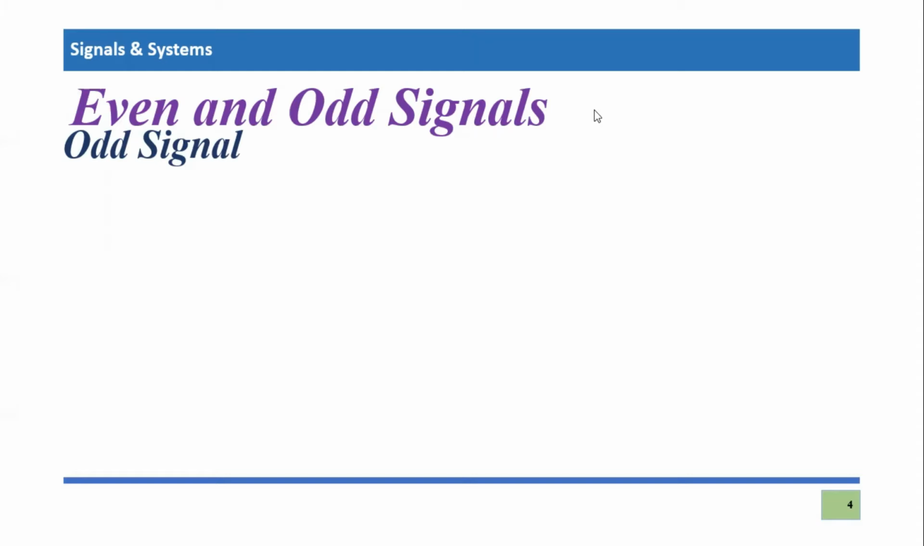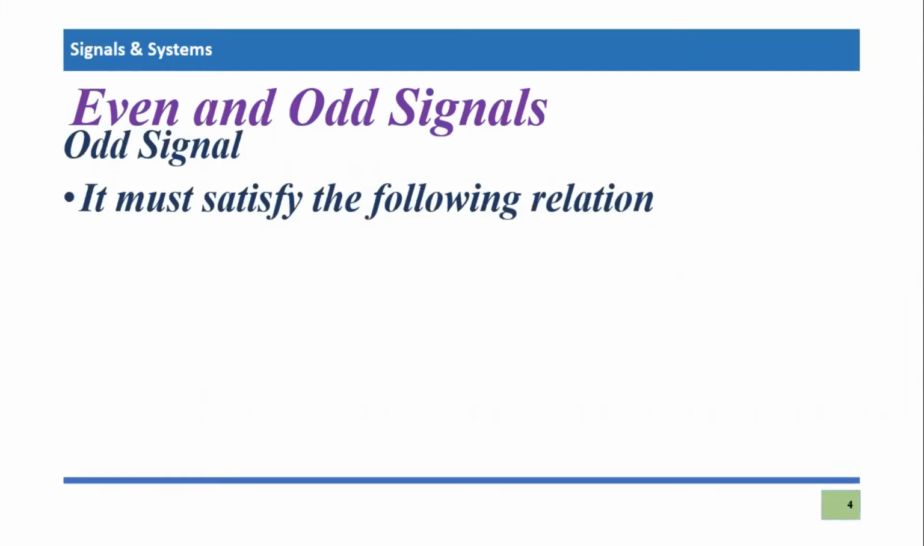We are going to take our knowledge to the next level, and we are going to add the odd signal into the same discussion. Okay, let's discuss the odd signal. So what is an odd signal? Just for the sake of a definition, it is a signal which must satisfy the following mathematical relation. And what is that relation? The relation is this one.